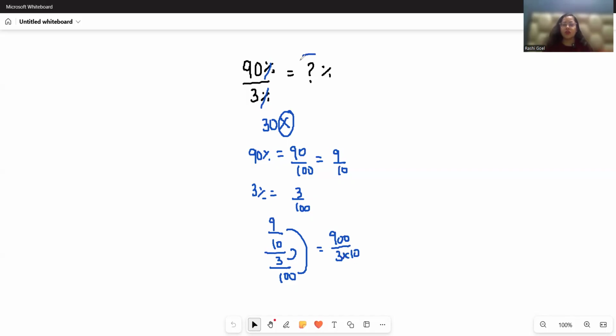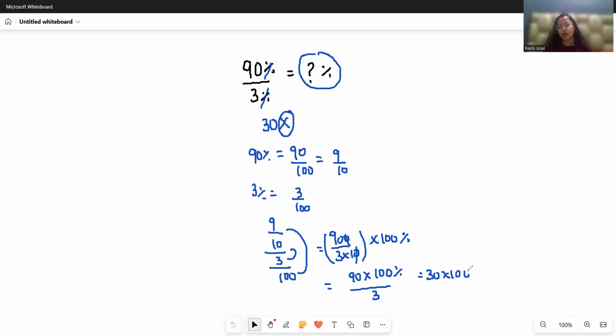Now in the question, what you notice is a question mark with a percent sign. So you have to find your answer in terms of percent. So if you have a percent in the question, then multiply by 100% also. Now cancel out the 0 with 0. So it's 90 multiplied by 100% by 3. That is 30 multiplied by 100%. That is 3000%. So this is the right answer.